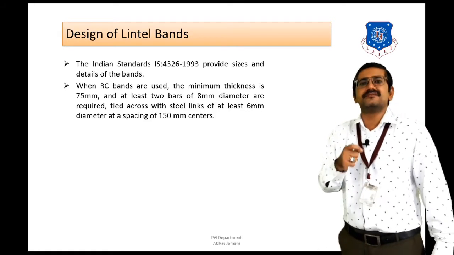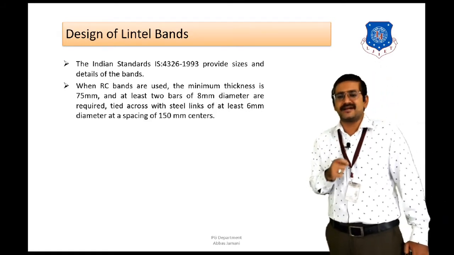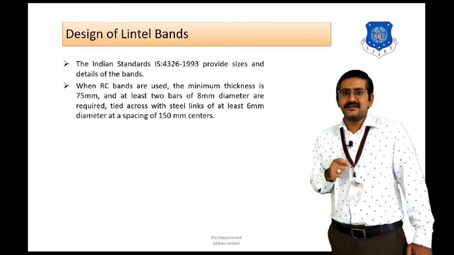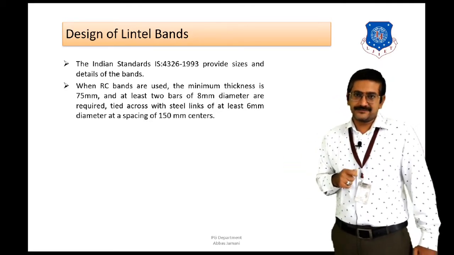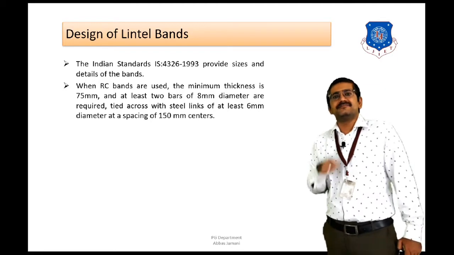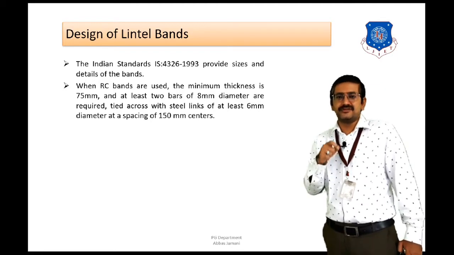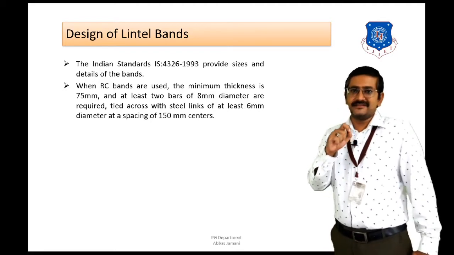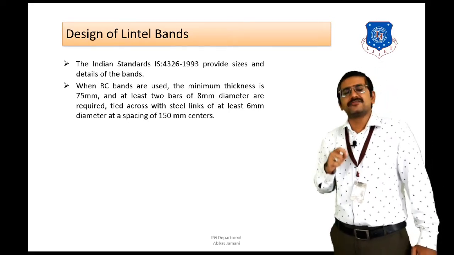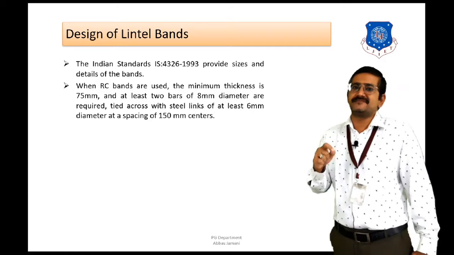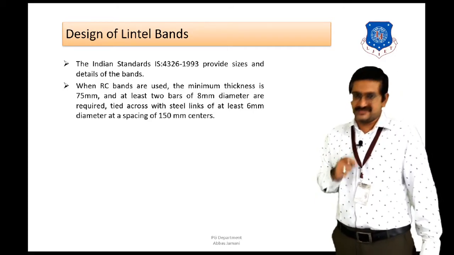That is, the minimum thickness of lintel bands for short span should be 75 mm, and for large span it has to be minimum 150 mm, right? And at the same time, the minimum diameter of bar to be provided in these lintel bands is minimum 8 mm, and the stirrups to be provided have to be minimum 6 mm at 150 mm center to center, right?